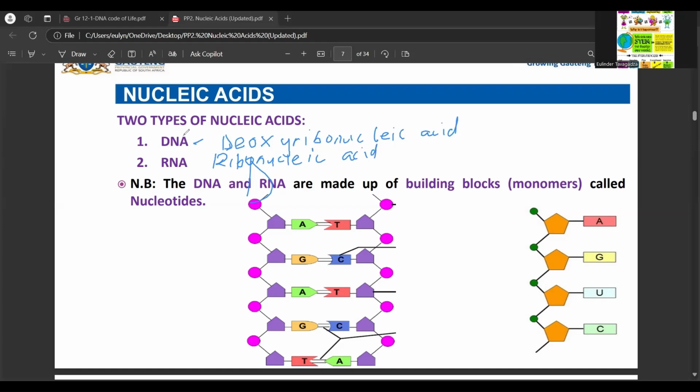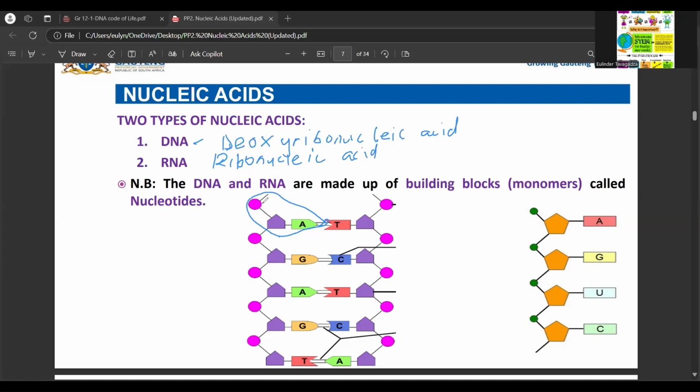Now we are saying they are building blocks. That is the monomer, the makeup. The makeup of DNA is called nucleotides. So what exactly is a nucleotide? When we're talking about a nucleotide, let me start with this nucleotide here. Look at the shapes here. Because it's a DNA, we have this, which looks like a circle.